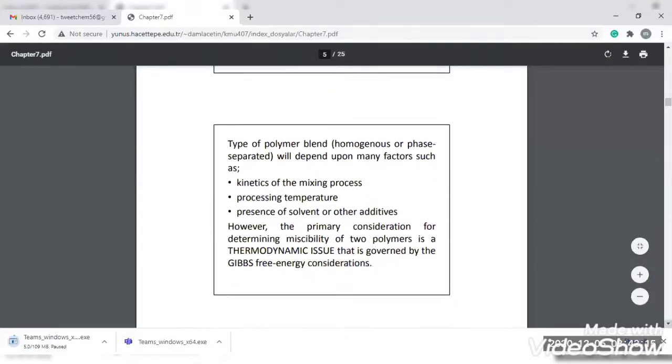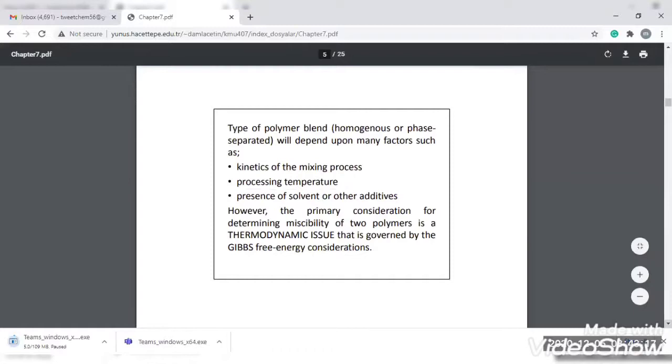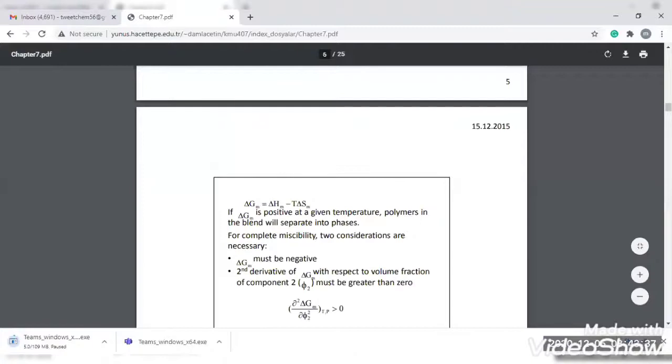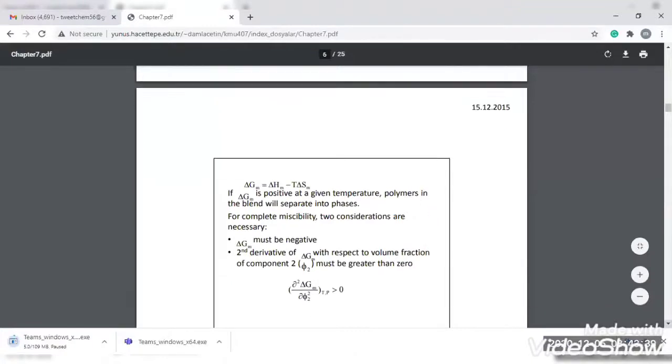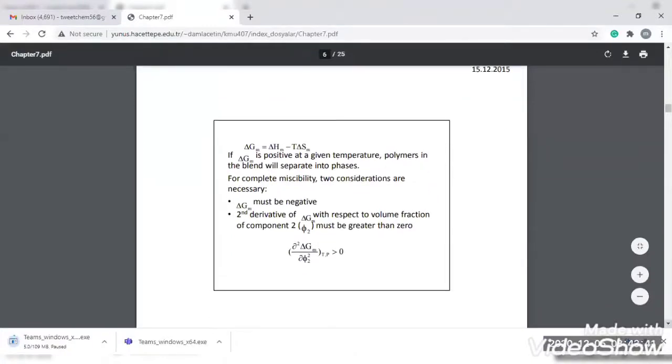Whether polymer blends are homogeneous or phase separated will depend upon many factors such as kinetics of the mixing process, processing temperature, and presence of solvent or other additives. However, the primary consideration for determining the mixability of two polymers is thermodynamic, governed by the Gibbs free energy. The thermodynamic equation is delta Gm equals delta Hm minus T delta Sm.